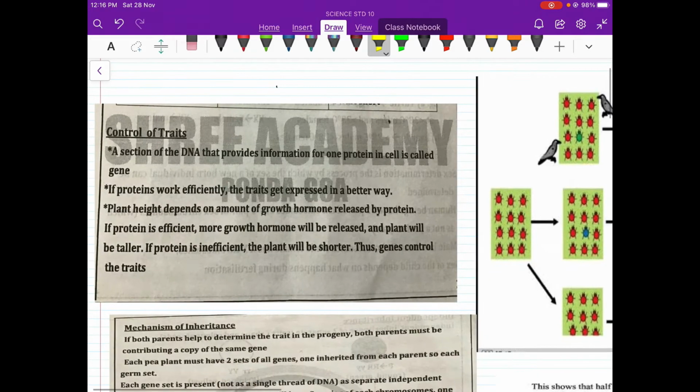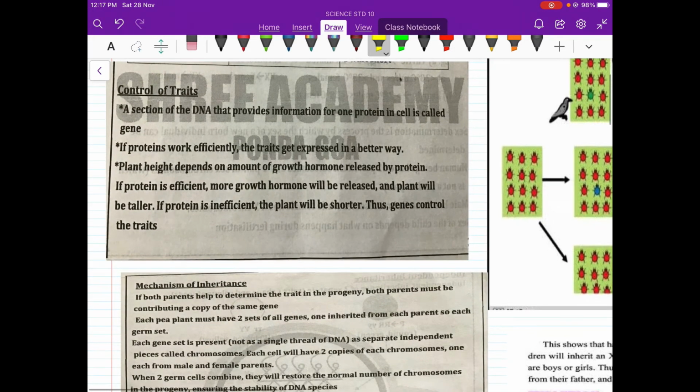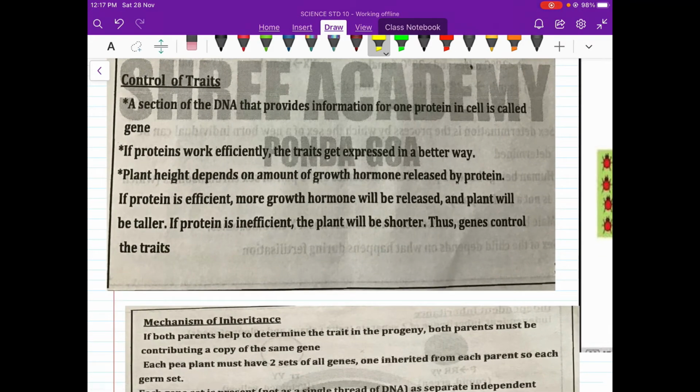So, control of traits. We know traits are the characteristics or the specific qualities which are transferred from the parent to the offspring. So, who does it? It is a section of the DNA which provides the information for formation of one protein, and that protein is called a gene. Now, if this protein works efficiently, the traits get expressed in a better way, and if it does not, it will not get the required effect.